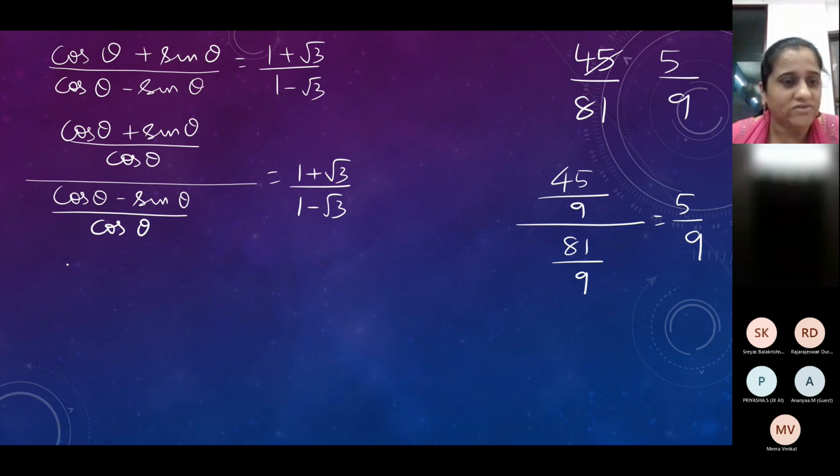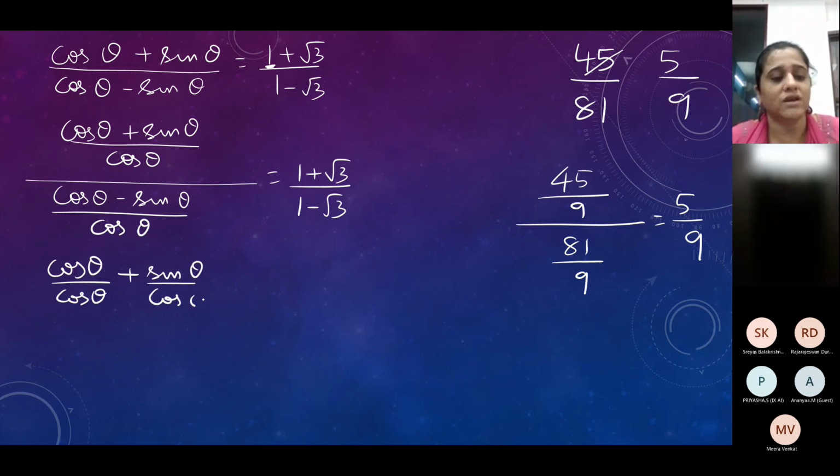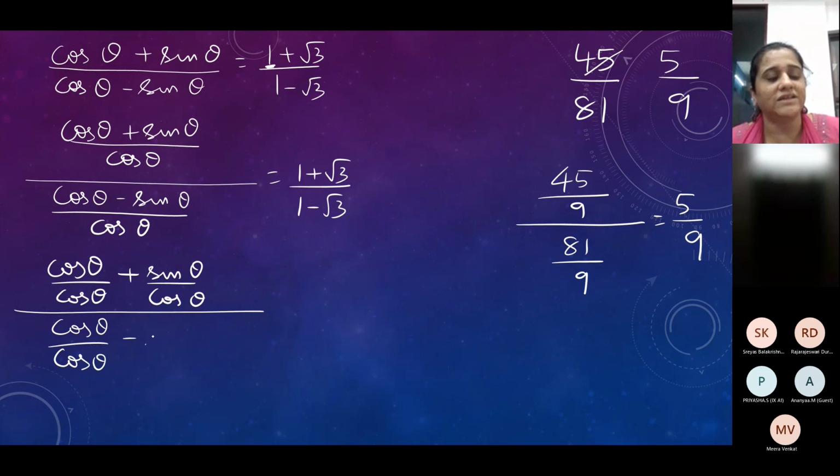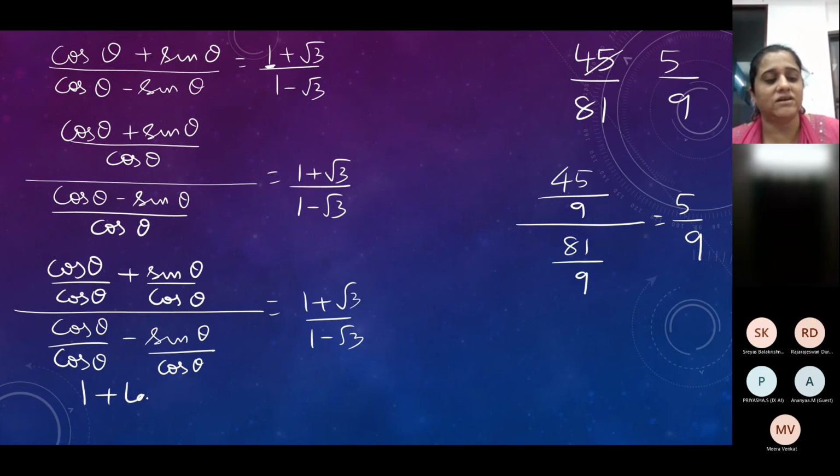Why cos theta? Because when you do that, it will be cos theta by cos theta. Will you not get 1 now? That's what we have here, 1 in the RHS. Then plus sin theta by cos theta, divided by cos theta by cos theta minus sin theta by cos theta, is equal to (1 + root 3) by (1 − root 3). Now cos theta by cos theta is 1. So (1 + tan theta) divided by (1 − tan theta) is equal to (1 + root 3) by (1 − root 3). Now compare both the sides.